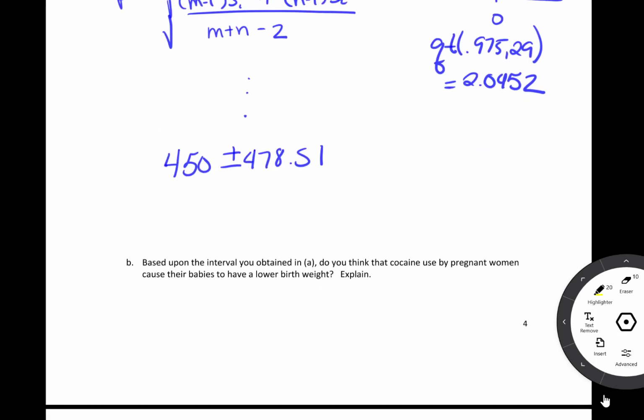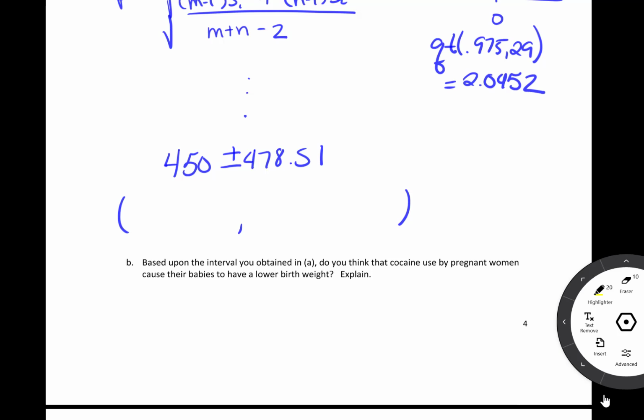Alright, so next our question is, based on the interval you obtained in Part A, do you think the cocaine used by pregnant women caused their babies to have lower birth weight? Explain. Well, a couple key words here, but before we dive into that, let's actually write this out in interval form so we can look at it.